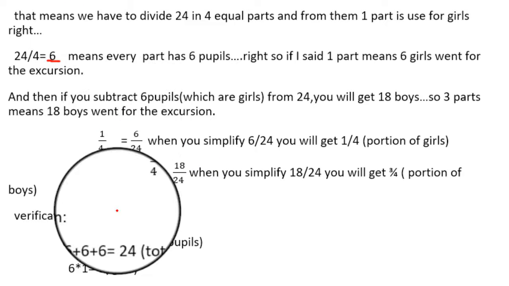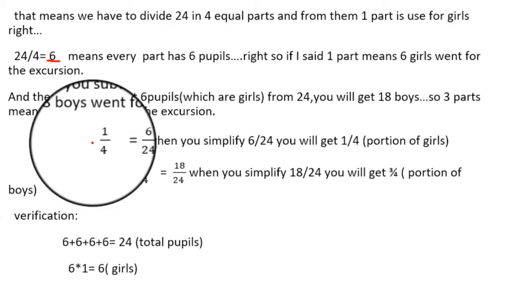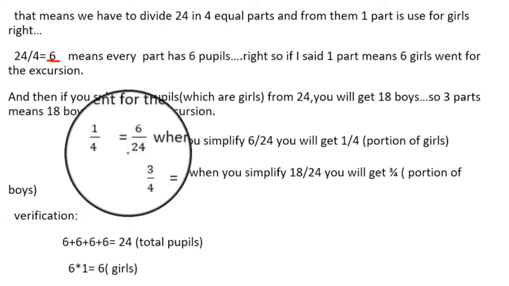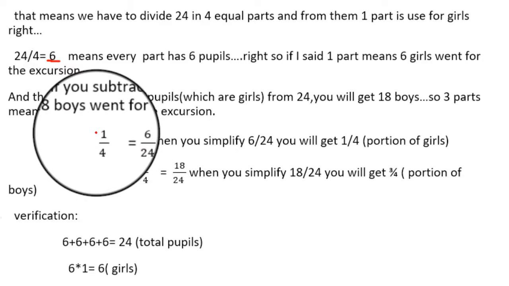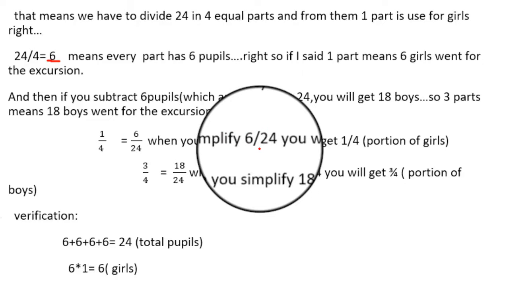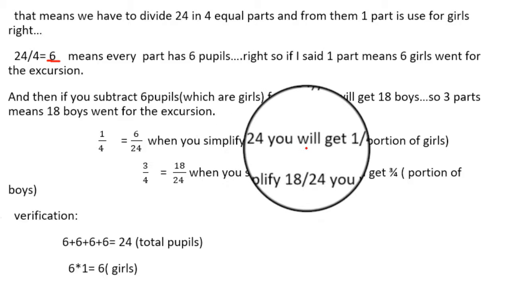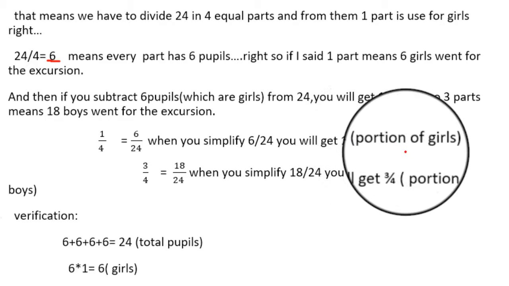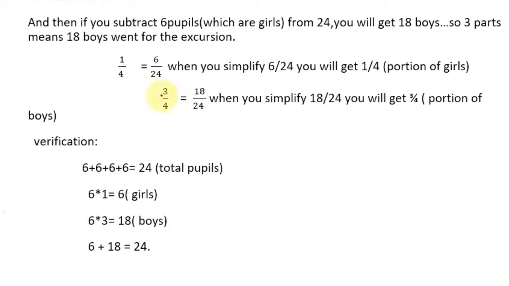If I have equally divided 24 into 4 parts, right? One part shows 6 people, which when you simplify you will get 1 upon 4. That is the portion of girls. And when you take 3 parts of that total, you will get 18 people. And when you simplify this 18 upon 24, you will get 3 upon 4. That shows the portion of boys.